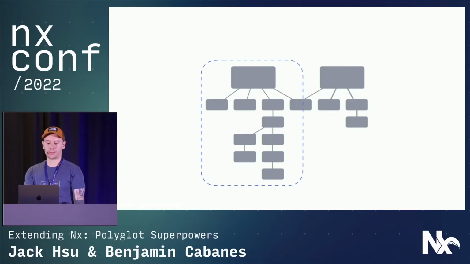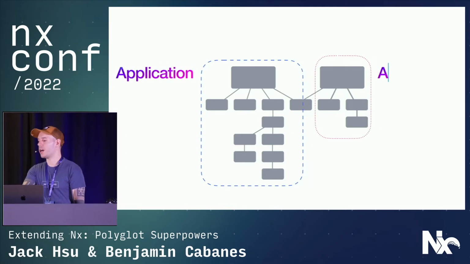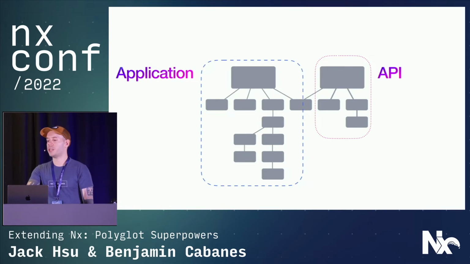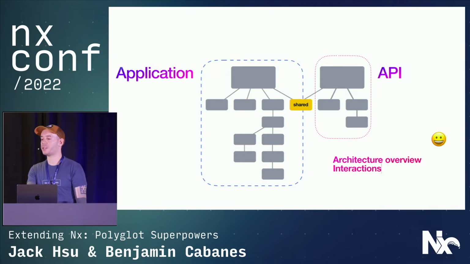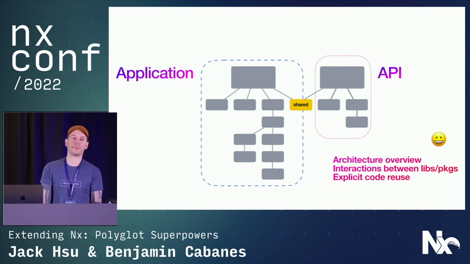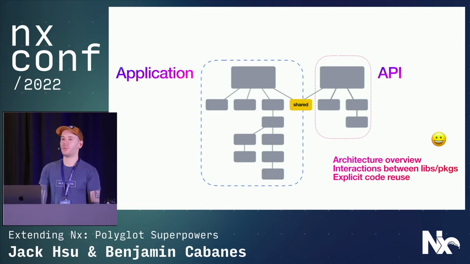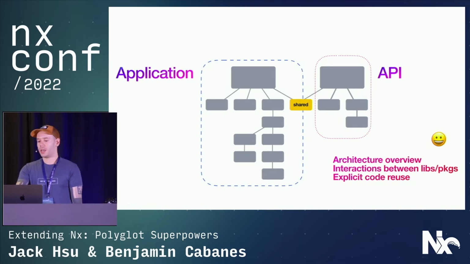So we have that representation of our workspace, and basically we can see that we have here two applications, two projects. So it usually goes like this. We have one application, and the other part is usually an API or another project. And we can see that we have a library that is shared between those two projects. And usually, those can be the models that are shared between the application and the API. So we are really happy about that because this is a good developer experience. We have an architecture overview. We have the interaction between those libraries and packages. And we have explicit code reviews.